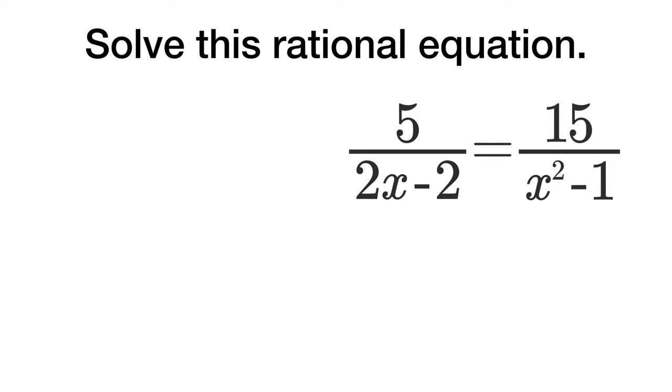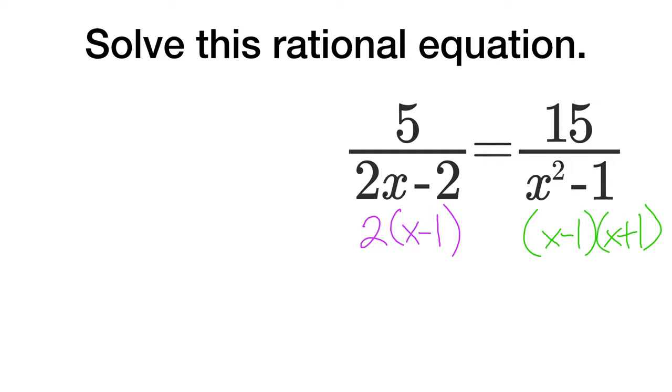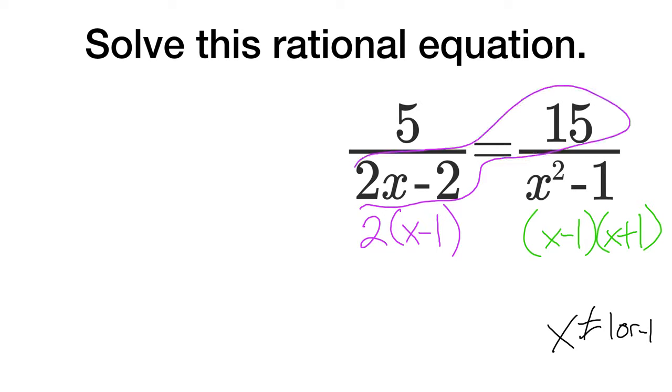Okay, let's try this one. All right. First thing I'm going to do is notice this is 2 times x minus 1. And on the other side, this is x minus 1 times x plus 1. Meaning, our two non-solutions are x cannot equal 1 or negative 1. That's important to know. Then I'm just going to multiply across.